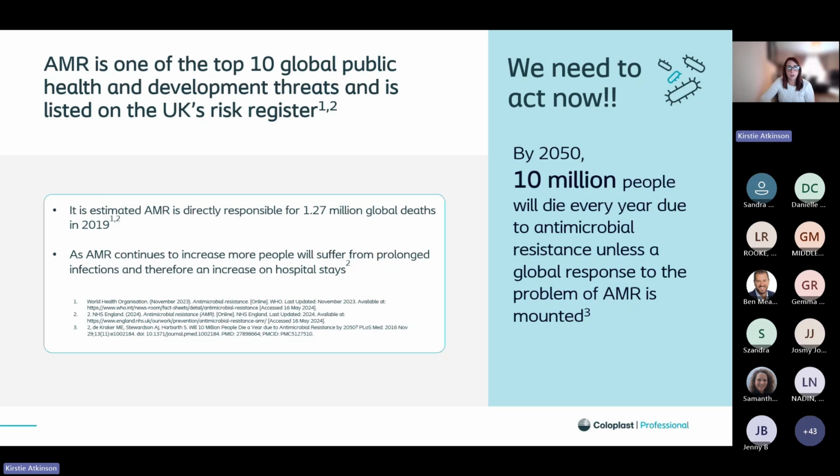In a publication done in 2016, it was estimated that by 2050, 10 million people will die every year because of antimicrobial resistance unless we do something about it globally. Again, this was 4 years pre-pandemic, when everyone's attitudes towards infection and the spreading of infection changed. So again, that number could be higher now as well.